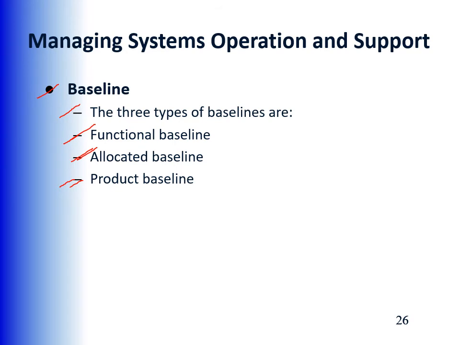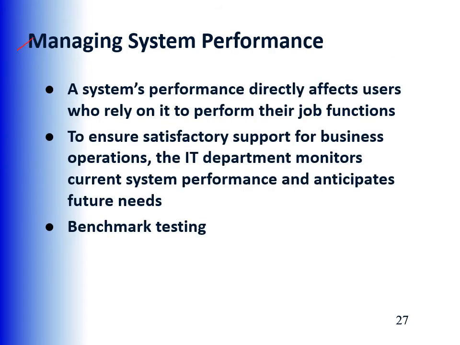All right. Next topic is managing system performance. System performance directly affects users who rely on it to perform their job functions. To ensure satisfactory support for business operations, the IT department must manage system faults and interruptions, measure system performance and workload, and anticipate future needs.